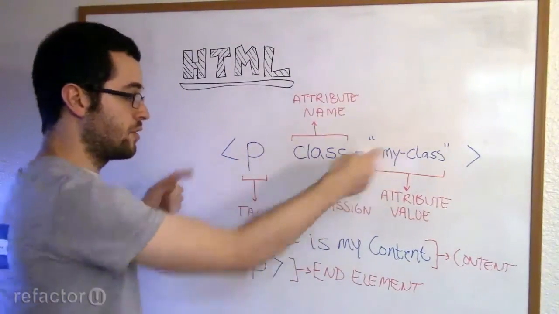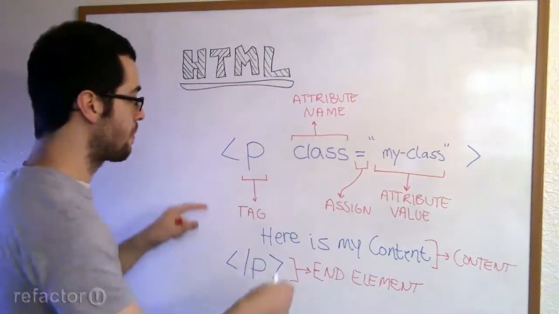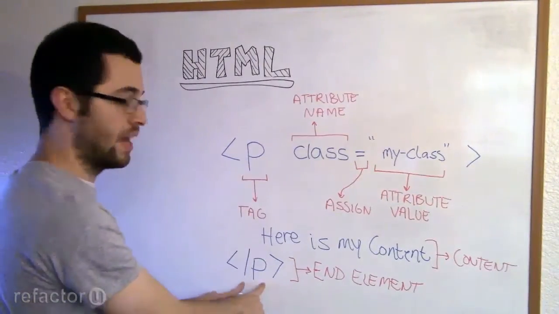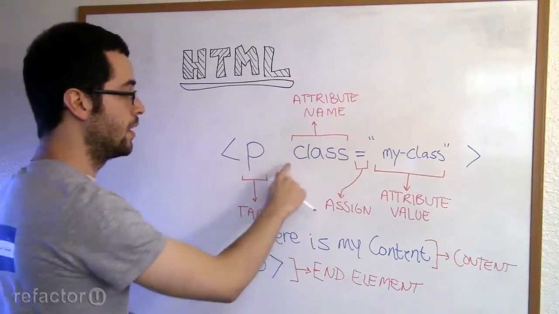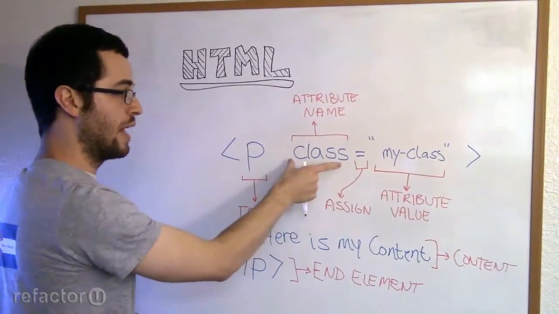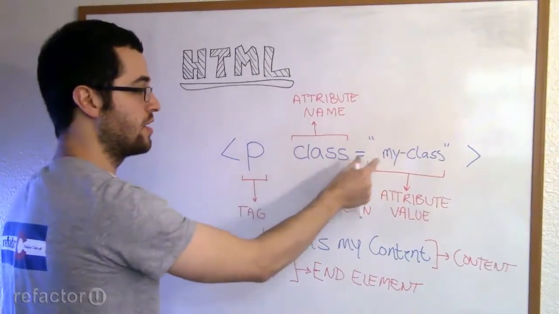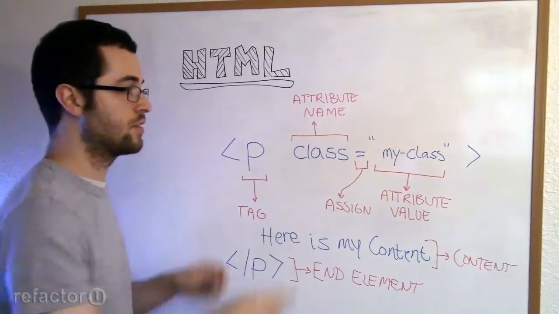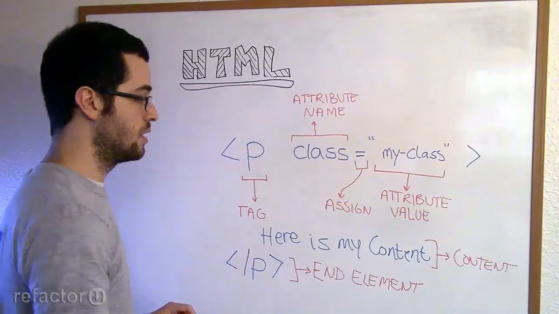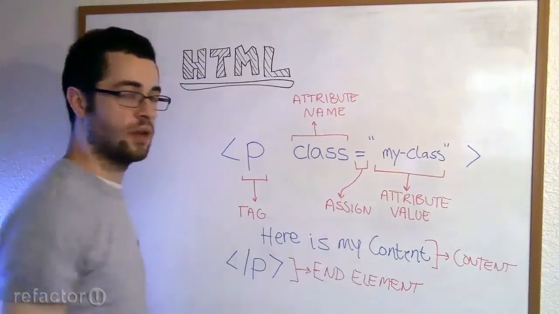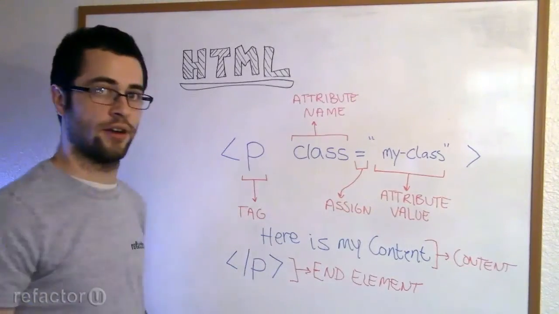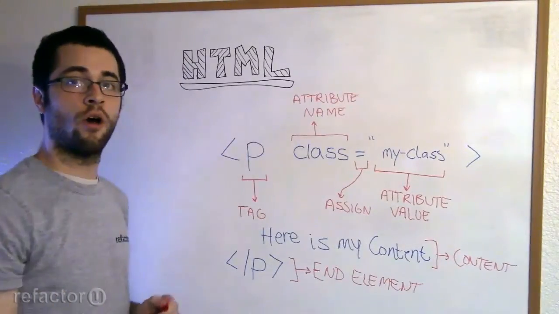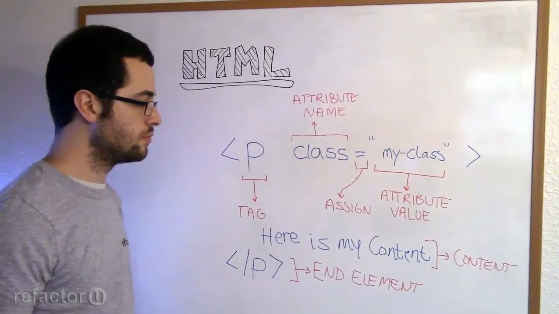So here we have our start tag and our end tag. Our element type is a paragraph, so we've ended our paragraph here. We've defined an attribute with an attribute name of class and assigned it the value of the string my class by wrapping it in quotes. Next, we've defined some content within, and we've added our end tag. This entire piece is all an element.